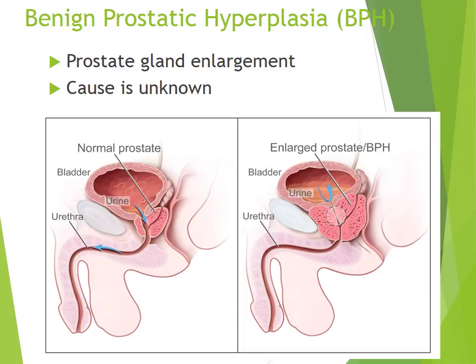First, we will talk about benign prostatic hyperplasia. It is an enlargement of the prostate and the cause is unknown. You can see a normal prostate and an enlarged prostate in this second picture. On the right-hand side of the picture, the urethra is narrowed, so it is very difficult for the urine from the bladder to go through.